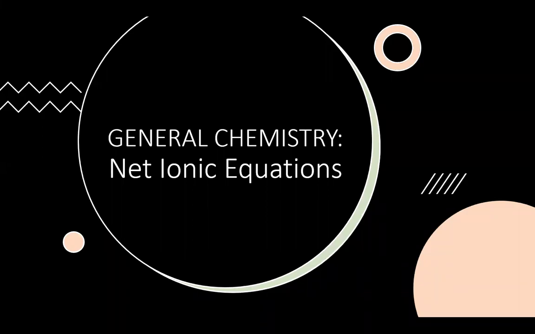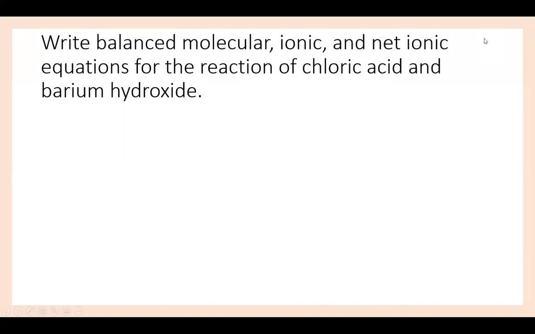Welcome. In this general chemistry tutorial, we'll look at writing a net ionic equation. We want to write a balanced molecular, ionic, and net ionic equation for the reaction of chloric acid and barium hydroxide. So we'll start with the molecular equation. We need to know the chemical formulas for chloric acid and barium hydroxide.